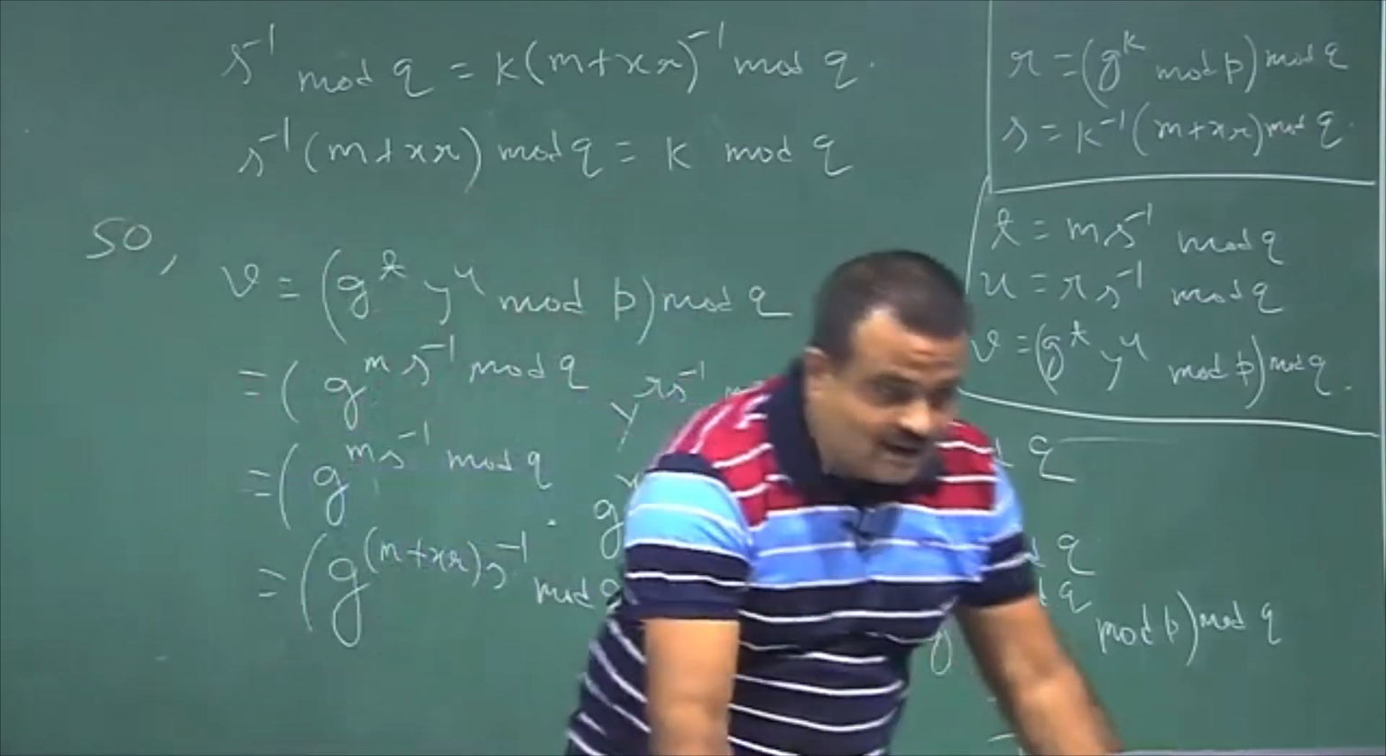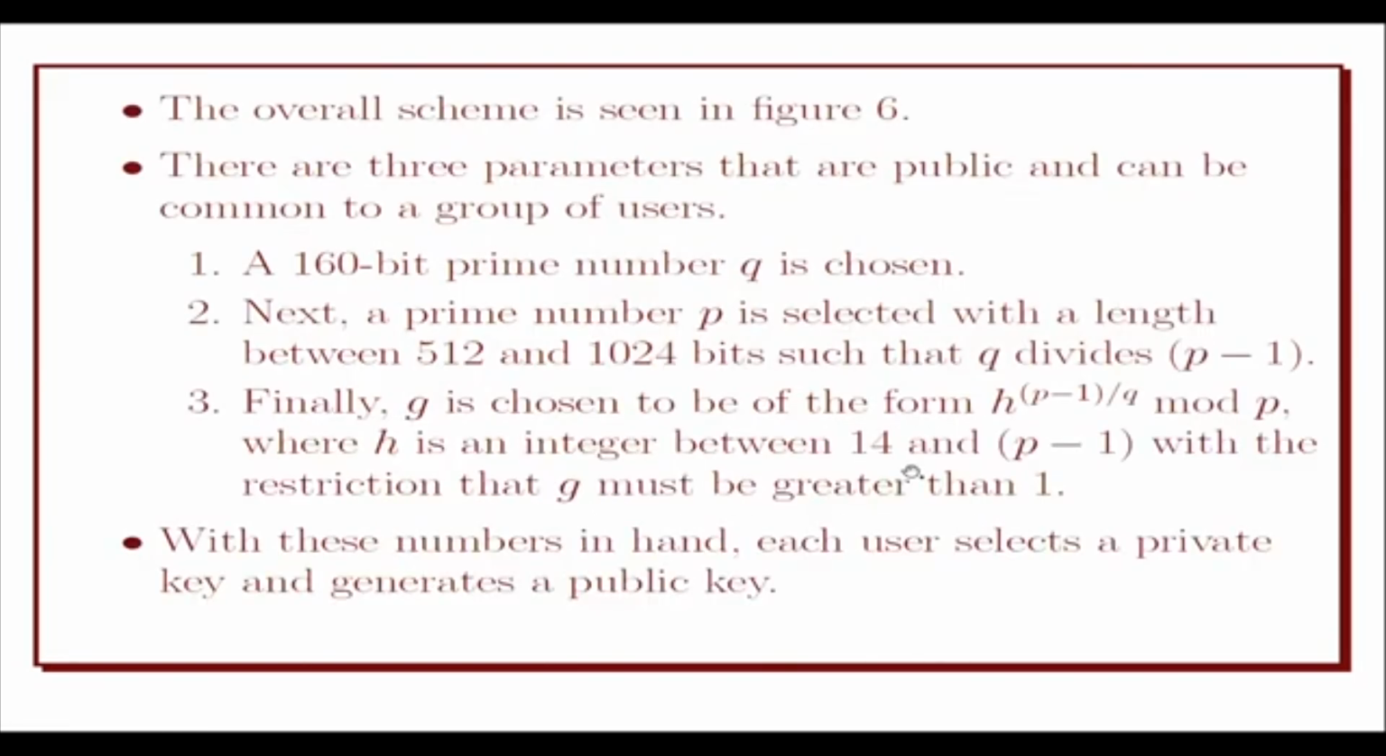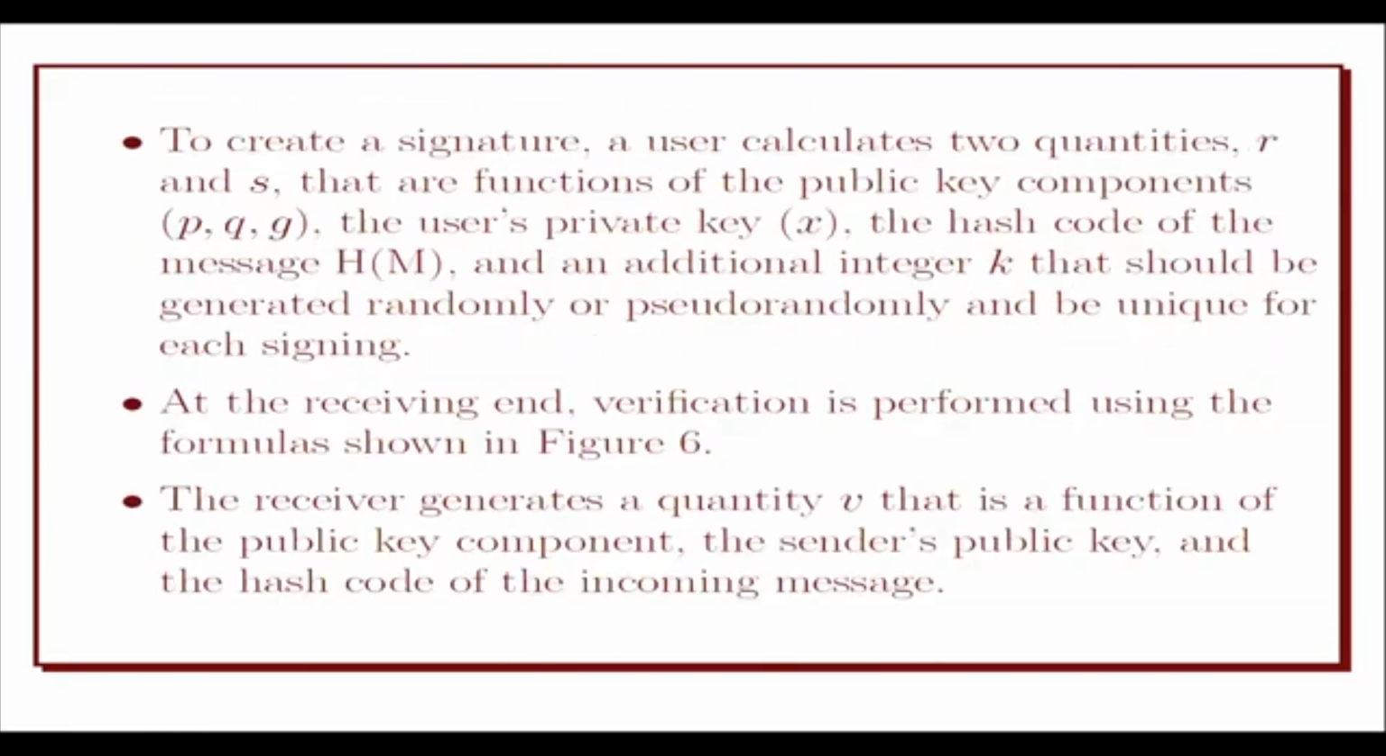So, let us come to the slide please. This is the parameter we are choosing. This is the individual user public key of Alice, this is the user secret key, and this is the k, which is the random number chosen by the signer, and this is the signature. Here this is our small m, h of m, and this is the verification. If v is equal to this, then we are done. Okay. So, this is just what we have discussed.